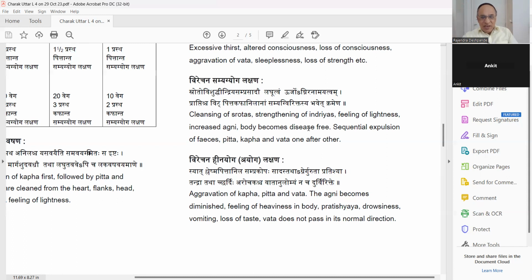Feeling of lightness, increased Agni, body becomes disease free, no skin disease, no psoriasis, no acidity, no Rakta Pitta. All for Virechana, Virechana is for Pitta. Okay. Sequential expulsion of feces. First stool will come out, then Pitta will come out, then Kapha, and last Vata. But nobody waits till the Vata has come out, or irritation will be there.